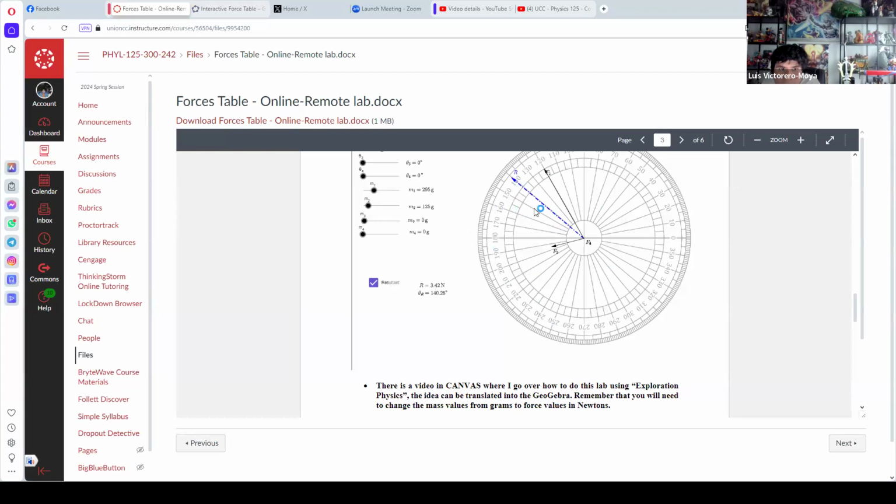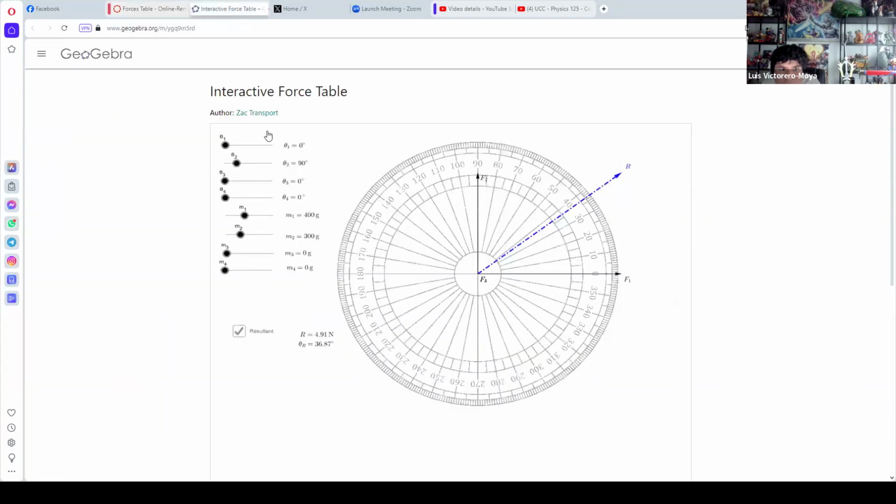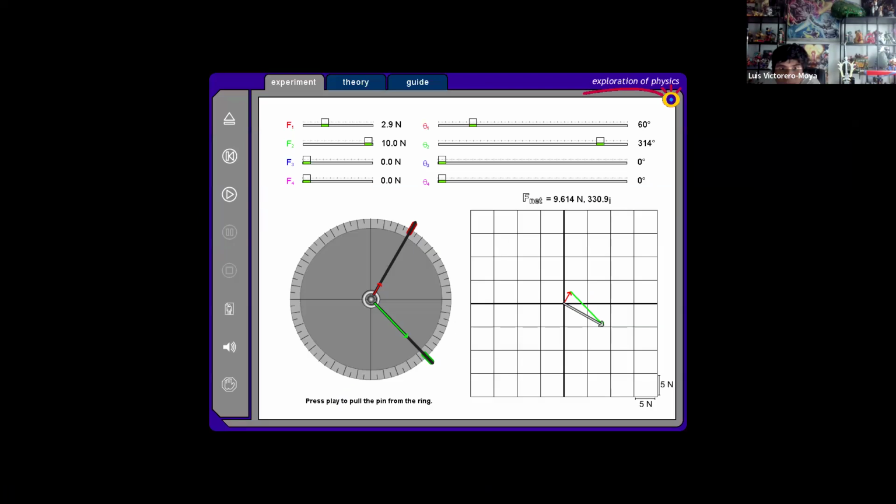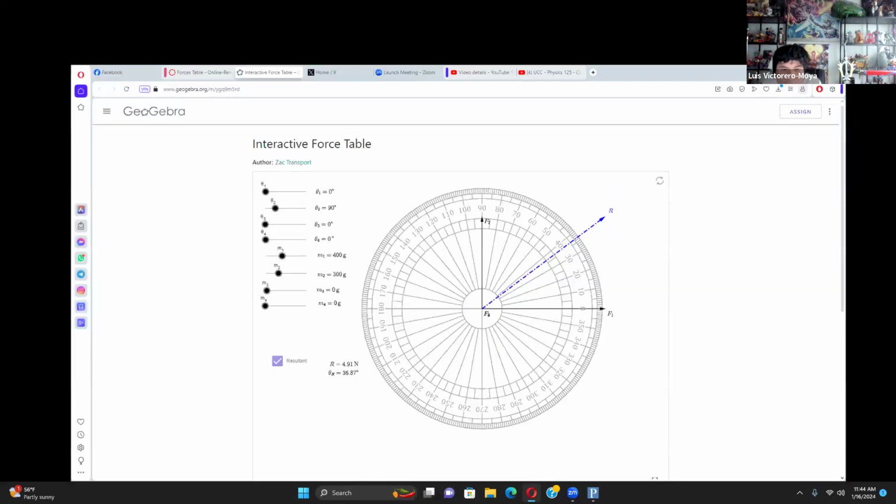Now, as you can see here in the GeoGebra app, you can input things in terms of masses, but it doesn't give you the equilibrium. It gives you the resultant. So you may want to use both if you want, or you can just use either of these, GeoGebra or the force table in Exploration Physics. Okay. So the data is given in the table.